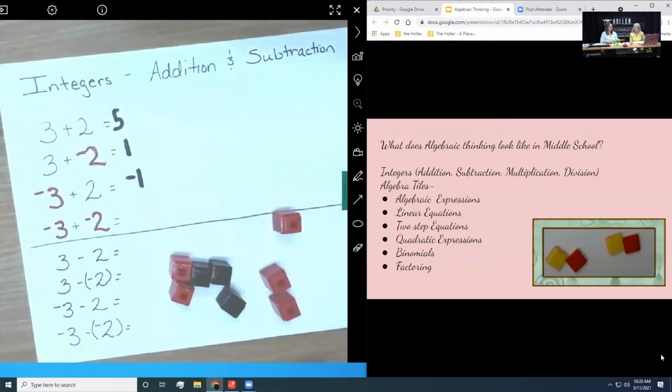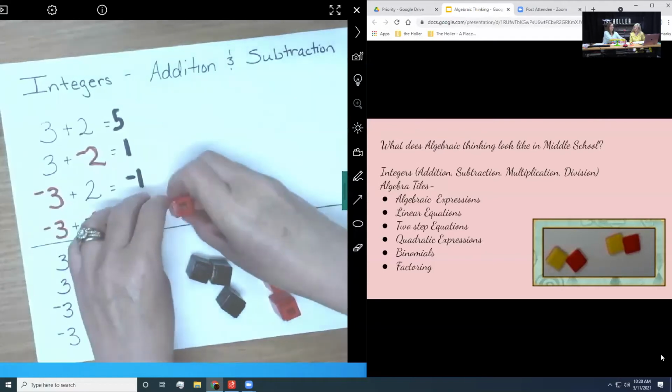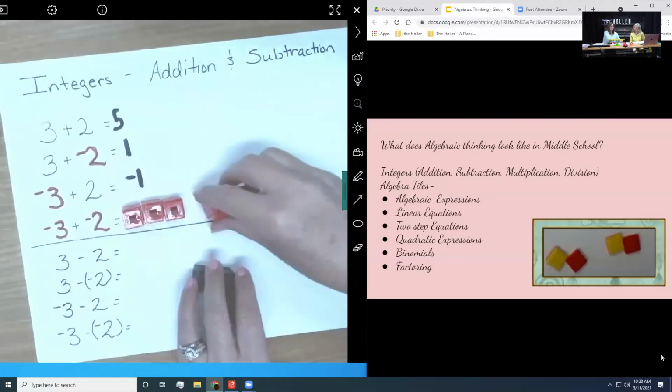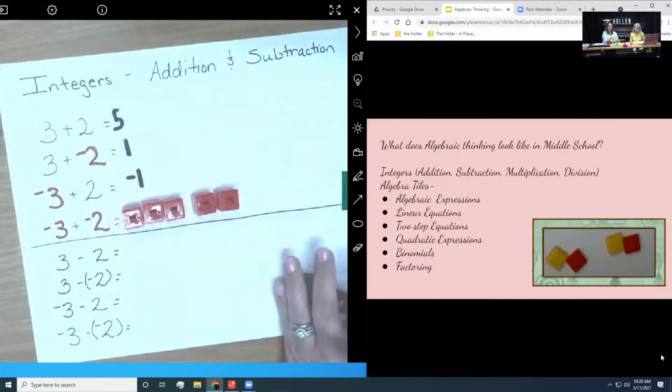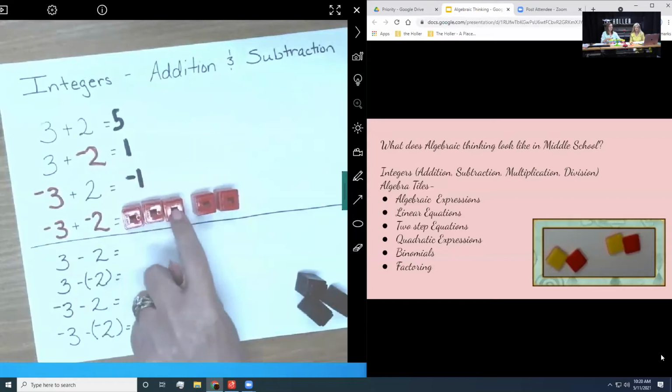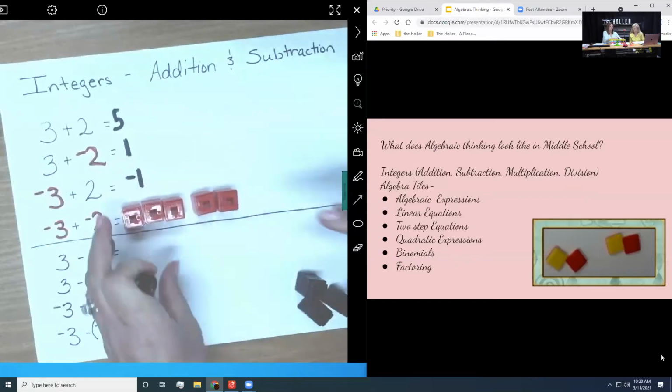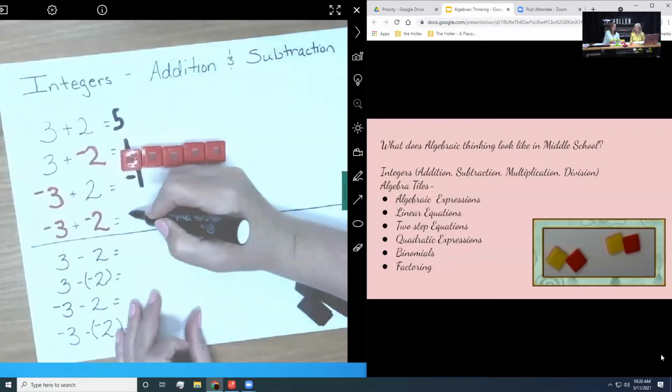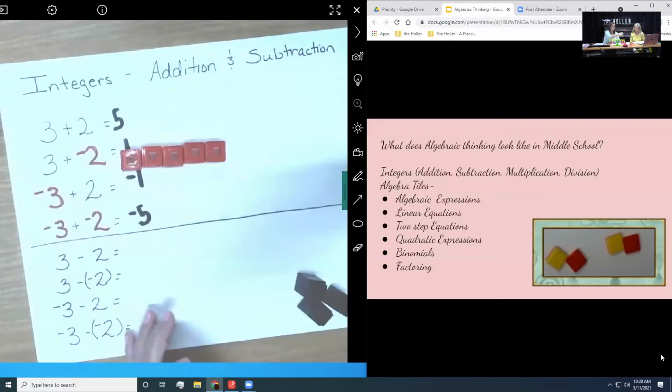Now the next one, I have negative 3 plus negative 2. Do I have any that are different colors where I need to zero pair out? I don't. So I have 1, 2, 3, 4, 5, negative 5. So my kids would know because of the color, and they may even want to write those in a red color, and that's fine.